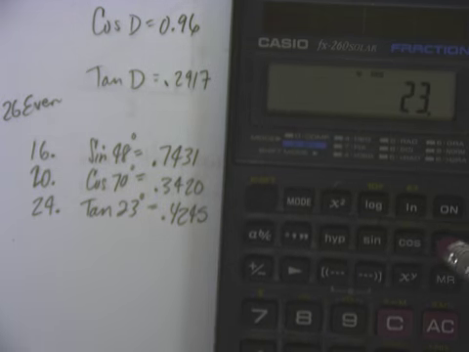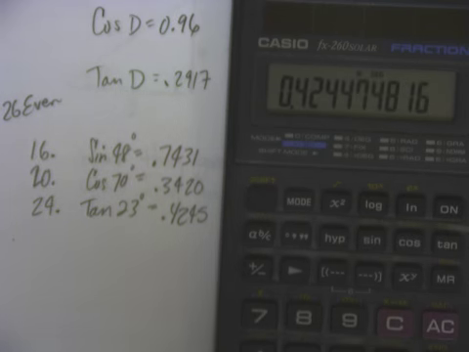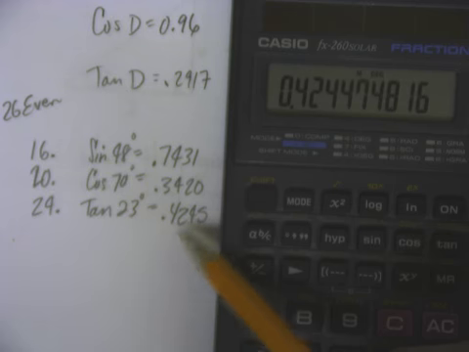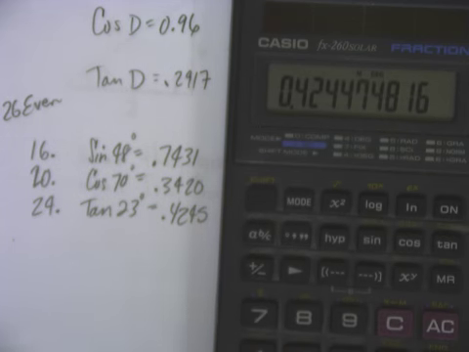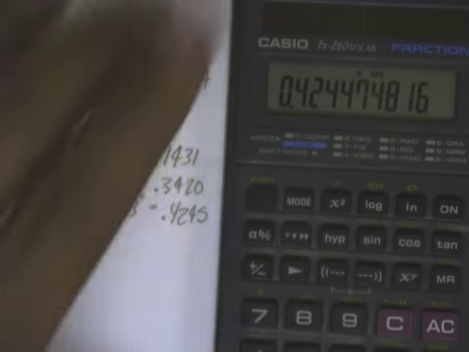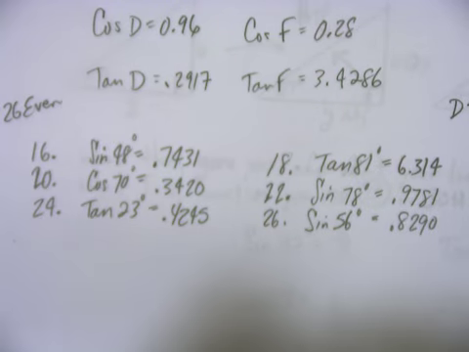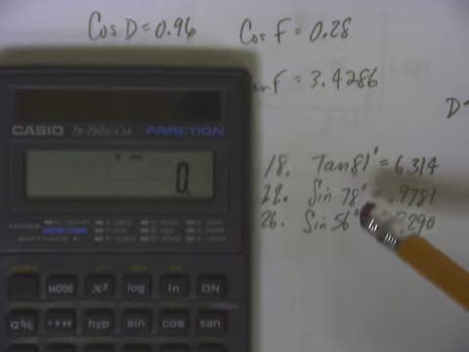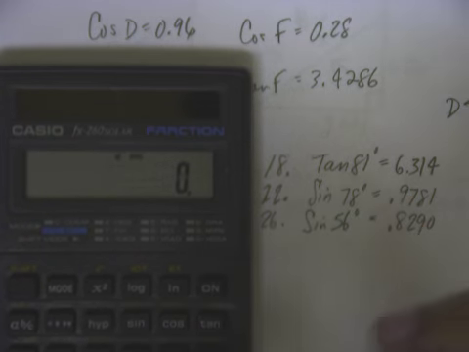And for number 24, they're asking for the tangent of 23 degrees. So here's 23 degrees. Now I hit the tangent button, and I get 0.42447. My 4th place here is a 4. This number is a 7, so this becomes a 5. So there I go to 4 decimal places. And basically for numbers 16 to 26, that's all they were asking you to do. They were asking you to use your calculator.